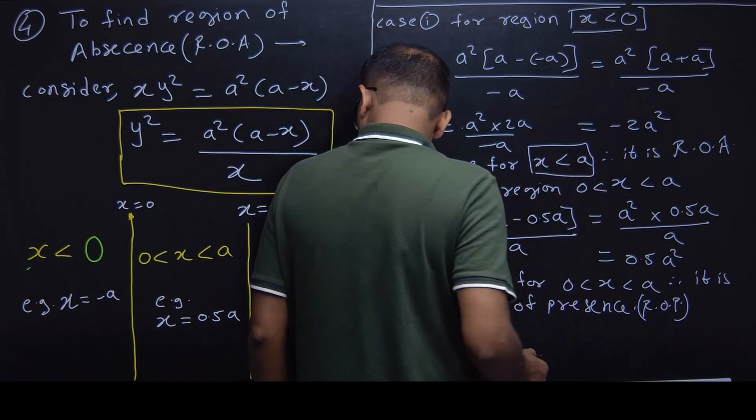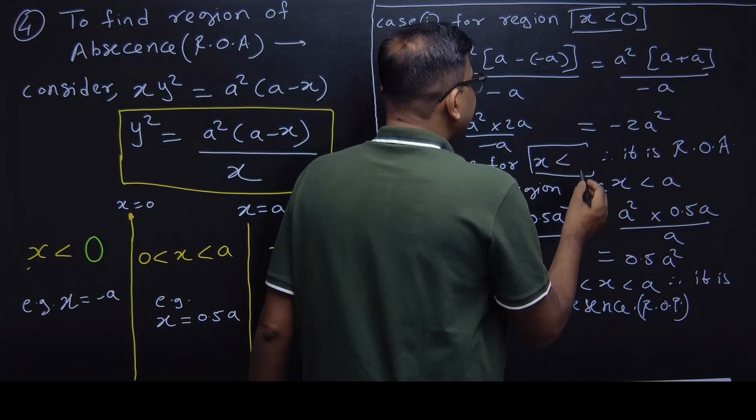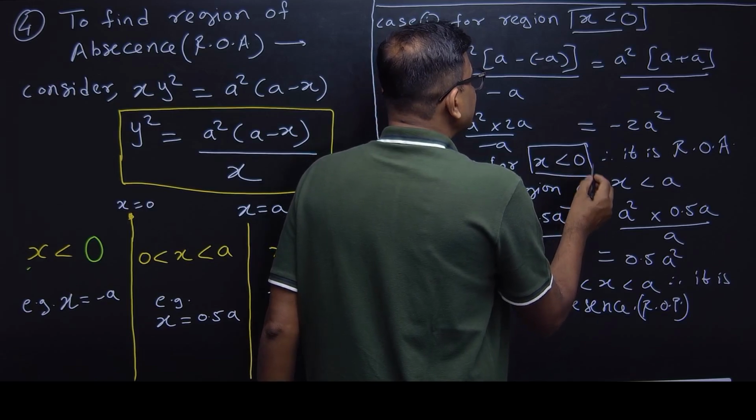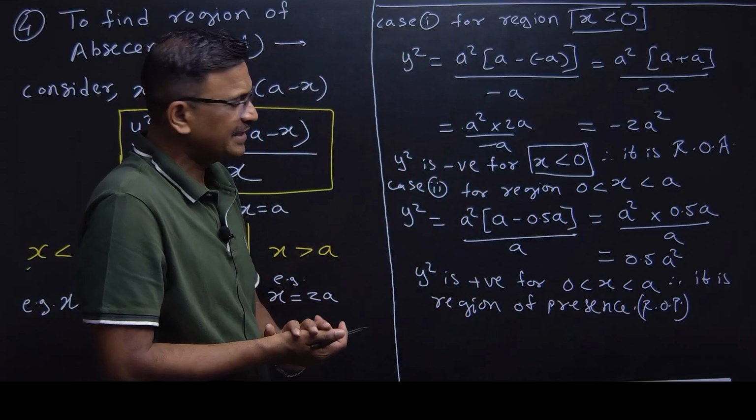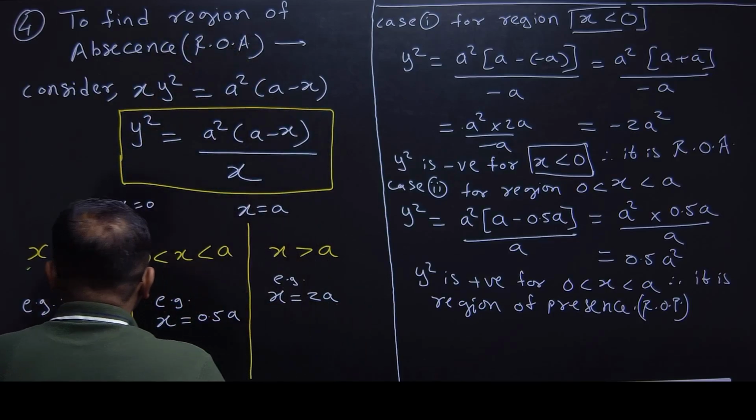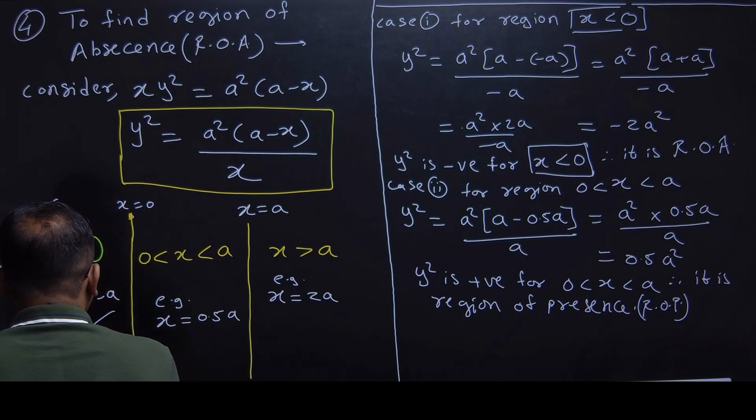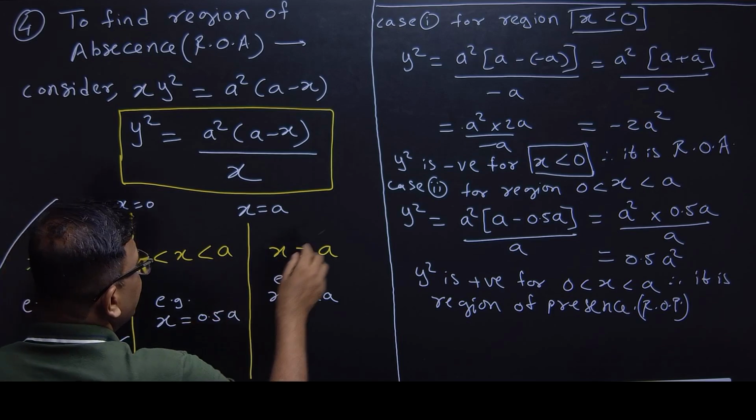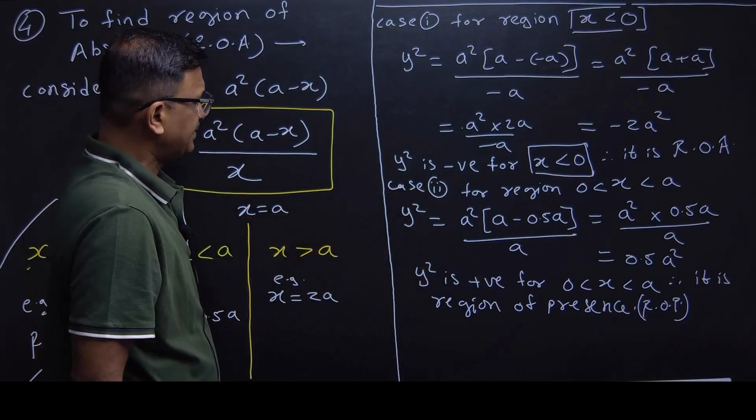negative. So y square is negative in this region, x is less than 0. So it is a region of absence. That means the curve is not going to exist in this region. It is a region of absence, ROA. Why? Because there we can see that y square becomes negative. Y square is negative, so it is a region of absence.